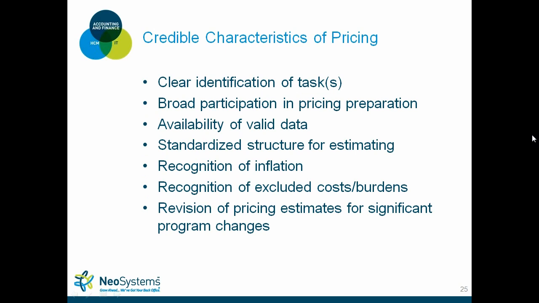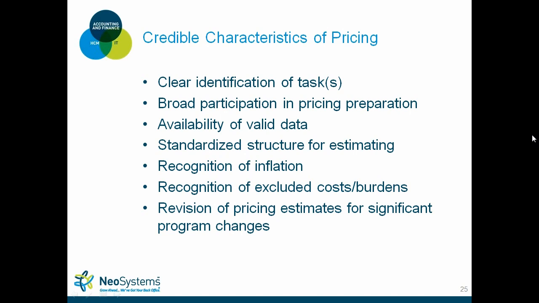So some of the characteristics of pricing that are very important: obviously, have a clear identification and understanding of the tasks within the RFP. Broad participation in pricing preparation. Sometimes small contractors only have one pricing person doing the whole cost volume. That's a liability because they might have incorrect information. There should always be multiple people involved in the cost volume and the pricing preparation.